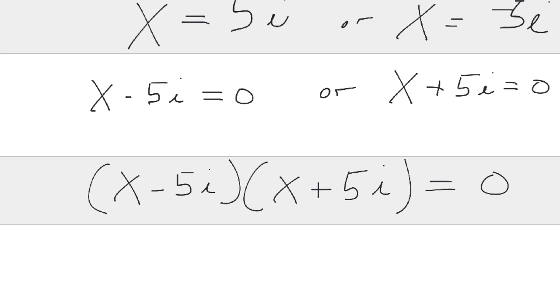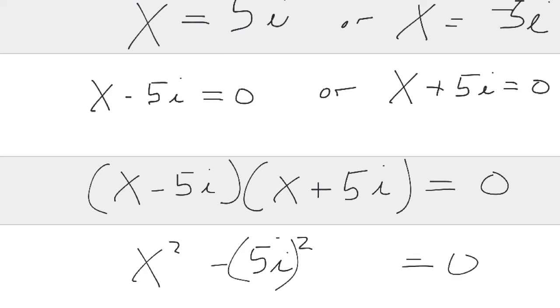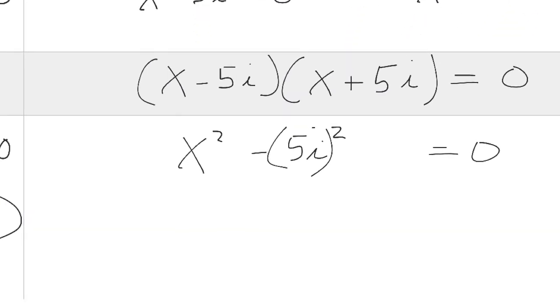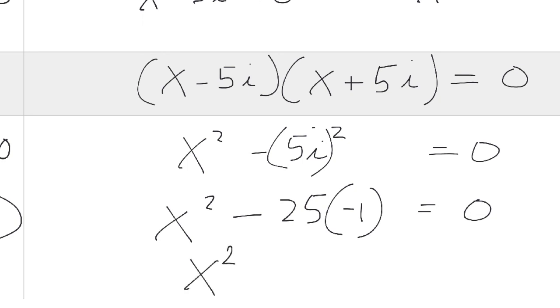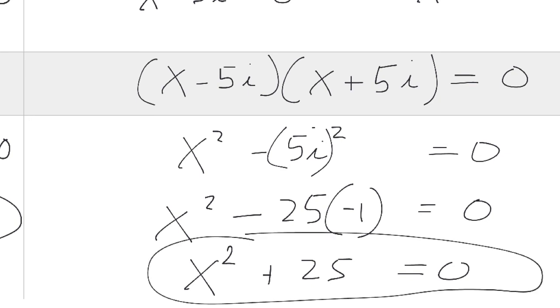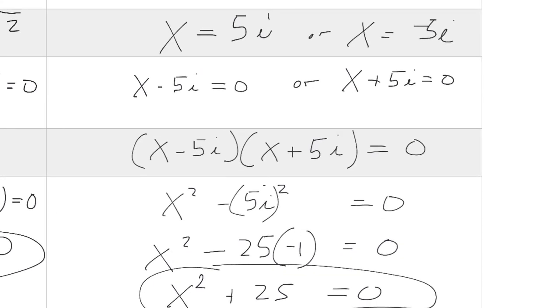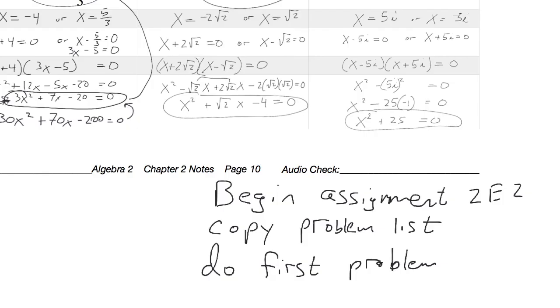These are complex conjugates, so when we FOIL them, the middle two terms are going to cancel out. We're just going to be left with x squared minus 5i squared, which is equal to 0. And if we simplify that, we know that this is going to be x squared minus 5 squared is 25, and i squared is negative 1, equals 0. Simplifying it one last step, we get x squared plus 25 is equal to 0. This is one equation that will have those two solutions if you try and solve it.